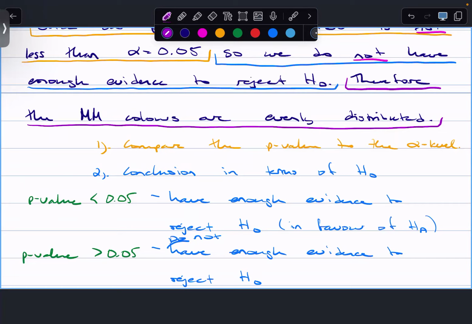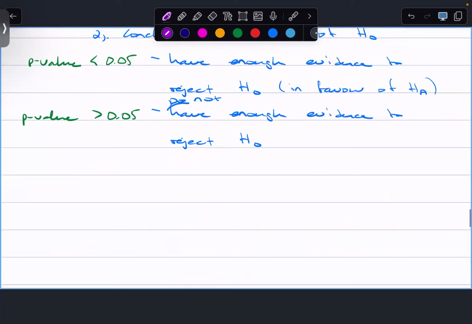We have to talk about our M&Ms. The colors are evenly distributed. So then the third part of the conclusion is the conclusion in terms of the question.